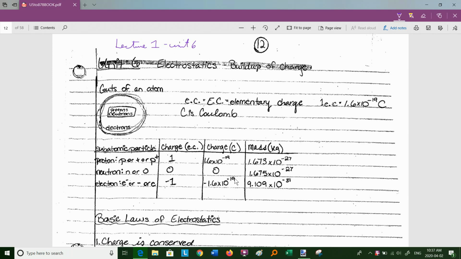Unit 6 is all about electrostatics. I'm going to look at potential energy again, this time electric potential energy.